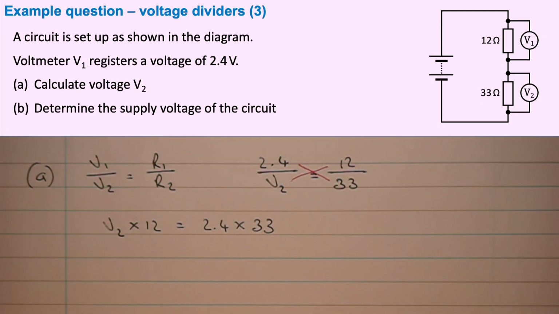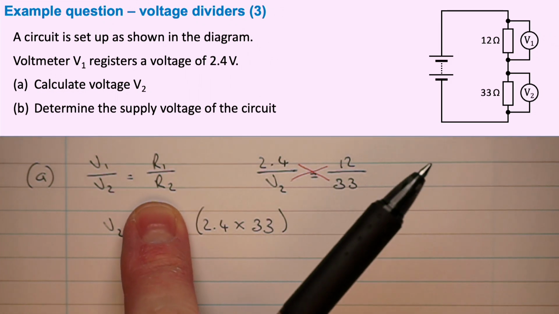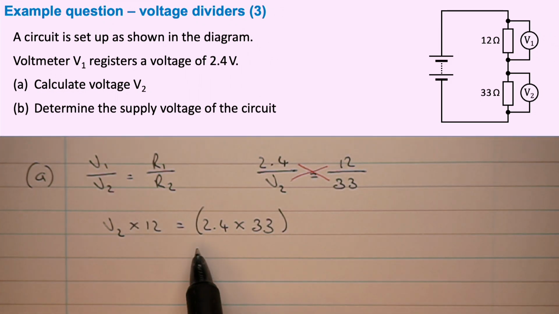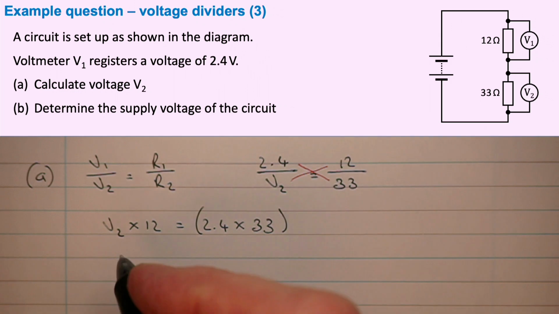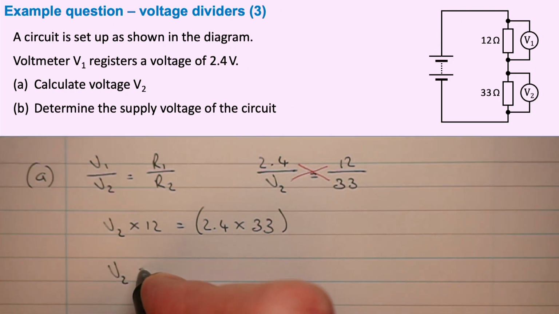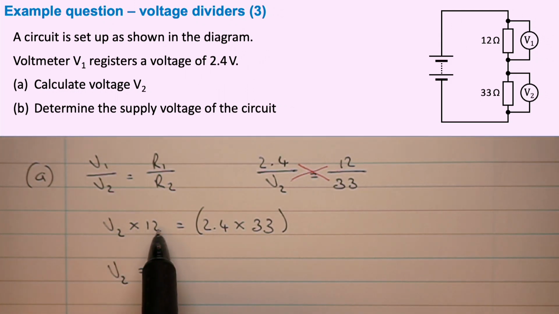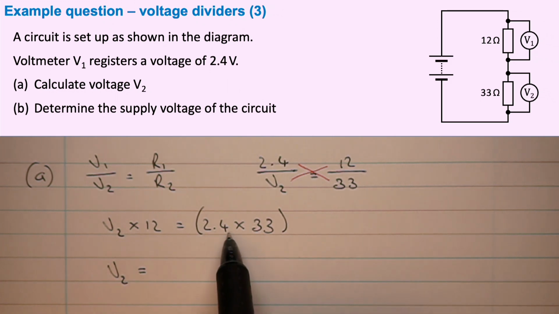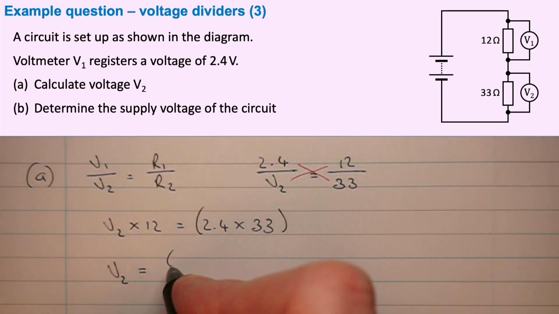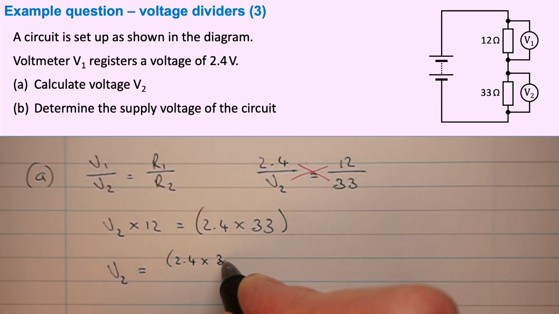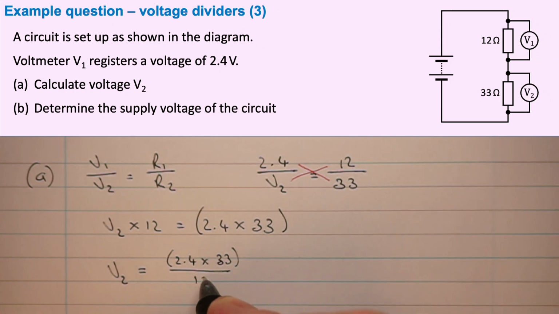Now at this stage, what I could do is I could work out 2.4 times 33. I'm not going to, I'm going to actually keep that in brackets. What I'll do, just to get V2 on its own, I'll divide that side by 12. That means I need to divide all of this by 12. So of course that gives V2 is equal to, so I've already divided the left hand side by 12 to give V2 on its own. I need to divide all of this by 12. So that's going to be 2.4 times 33 divided by 12.